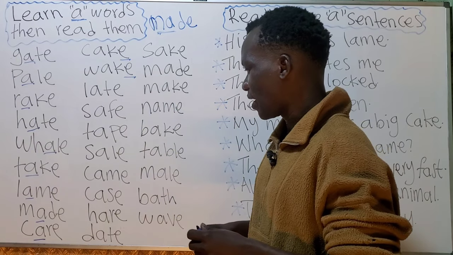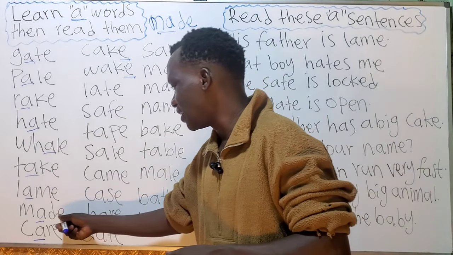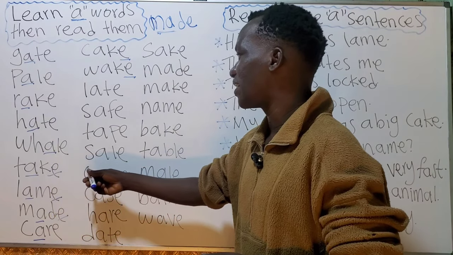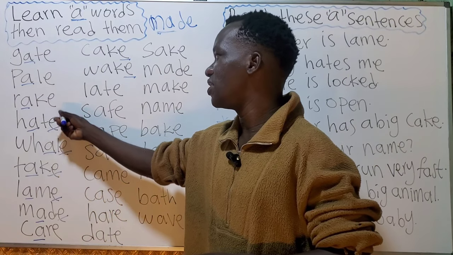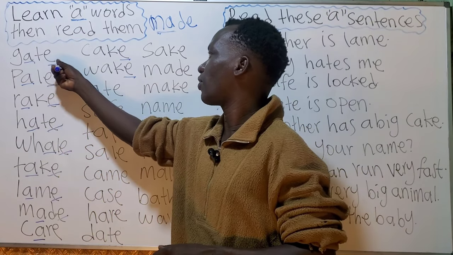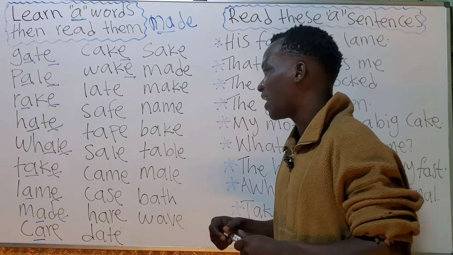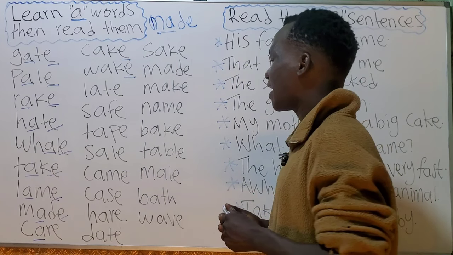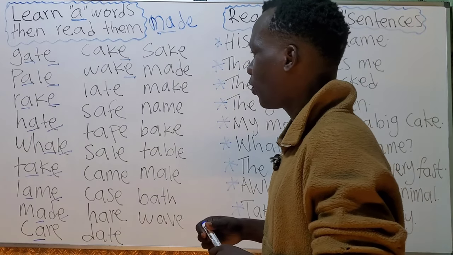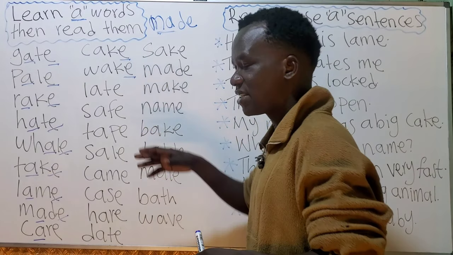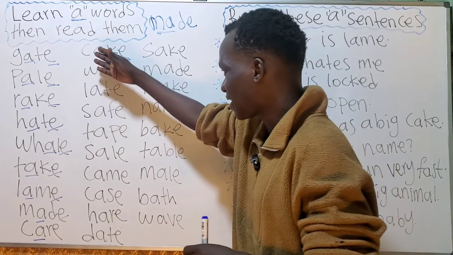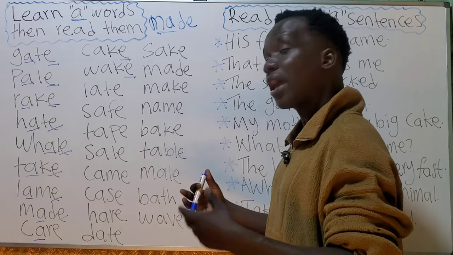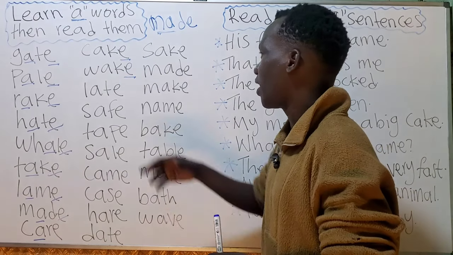Okay? Yes. Even "made," E is silent. "Lame," E is silent. Also "take," E is silent. Well, all of these E's are silent, okay? Silent E at the end of those words. Actually, all of these words will take silent E at the end, okay? Yes, it's only the first and second letters that you may hear, the sound A somewhere, okay?